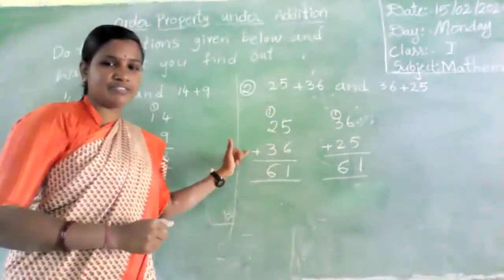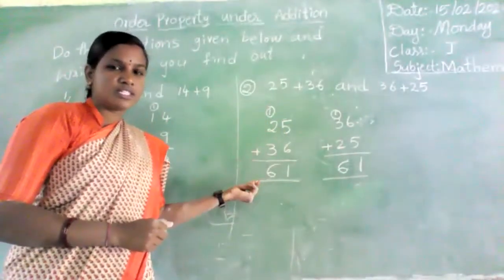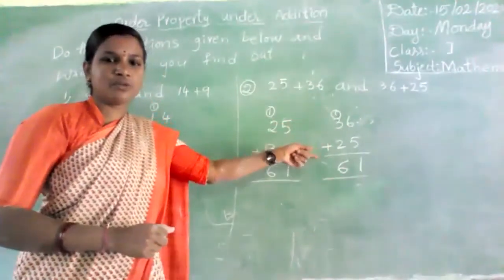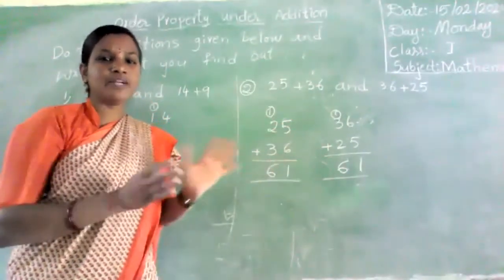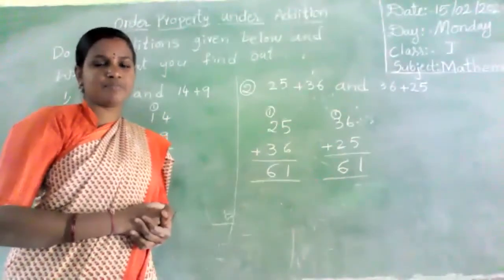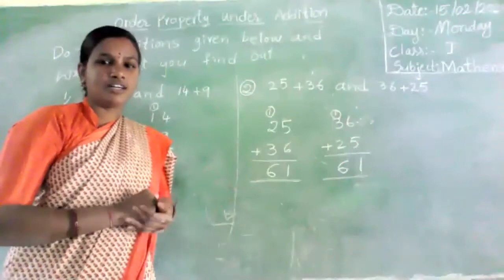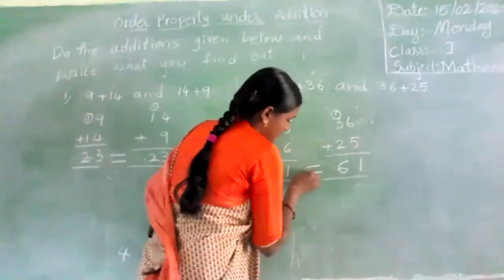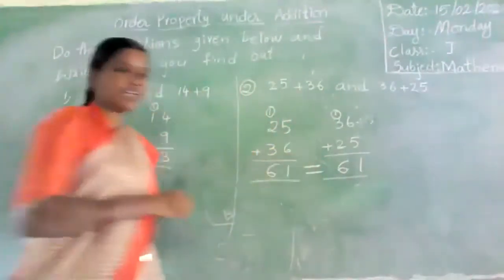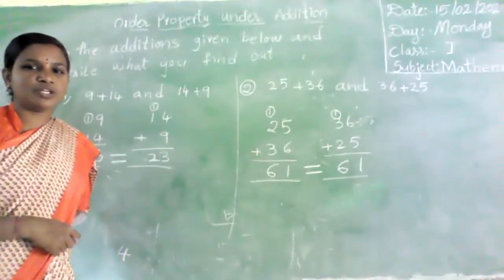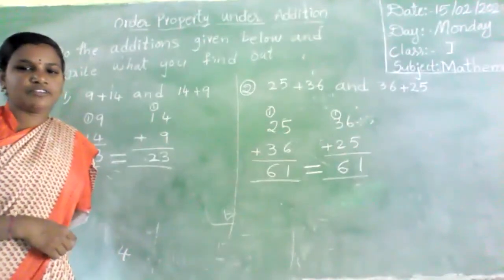25 plus 36 equal to 61. Next, 36 plus 25 equal to 61. What do you find in both? These two answers are same. Just we changed the order. So you must write equal to. Okay? How I have written on the board, you also write like that only. Write neatly.